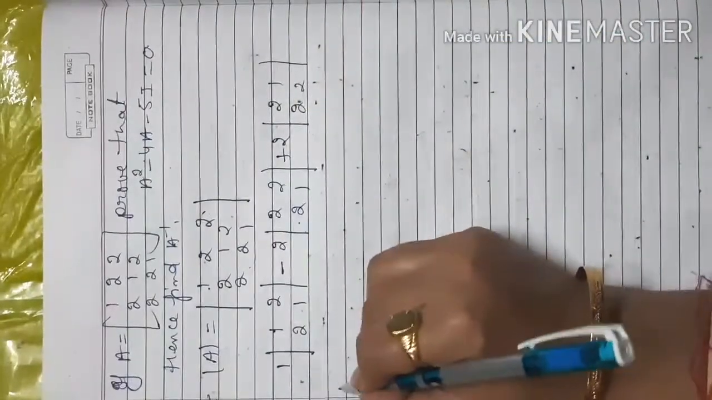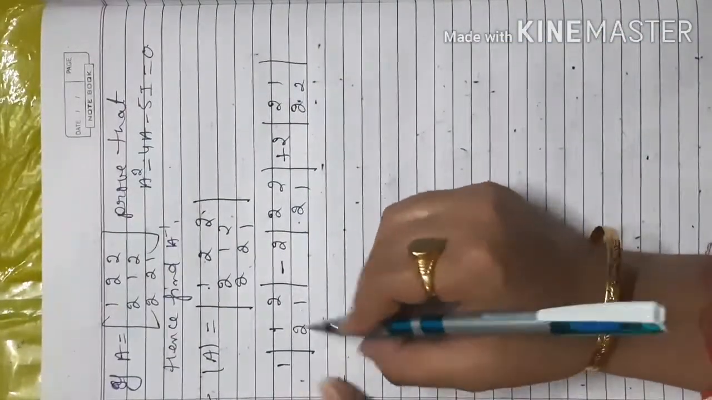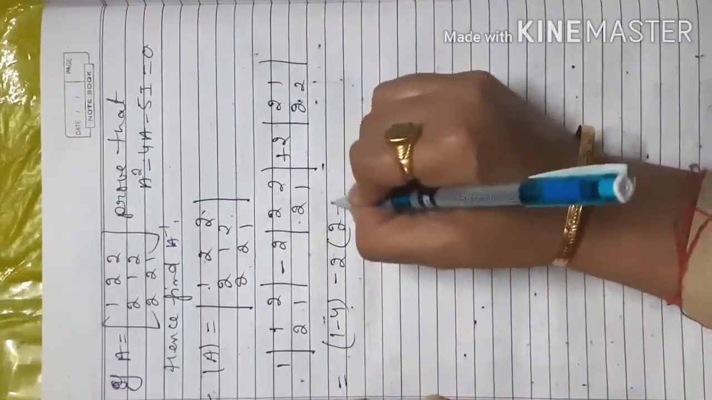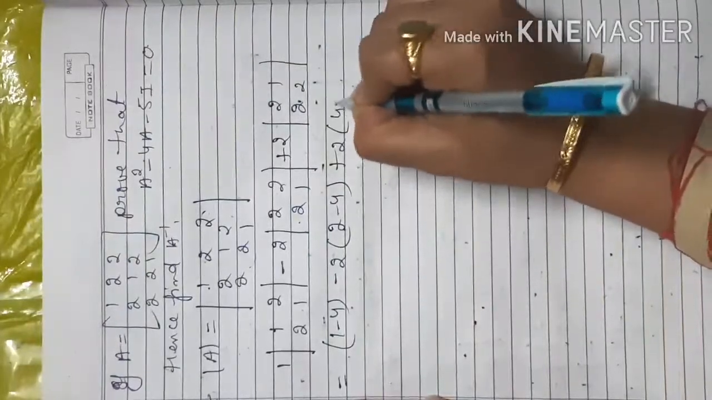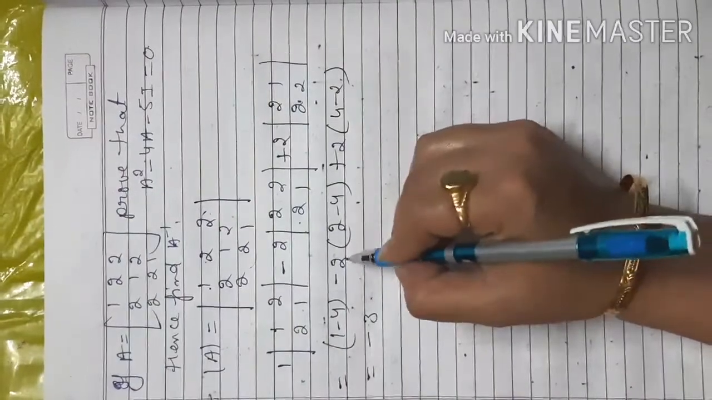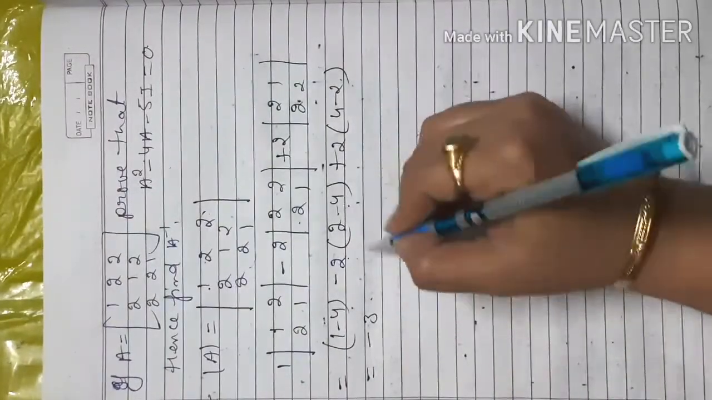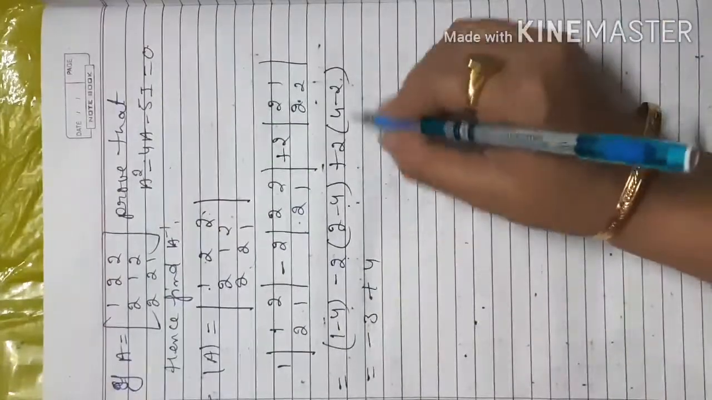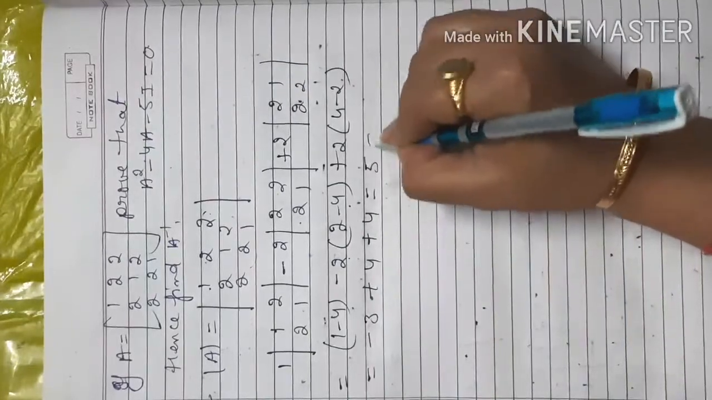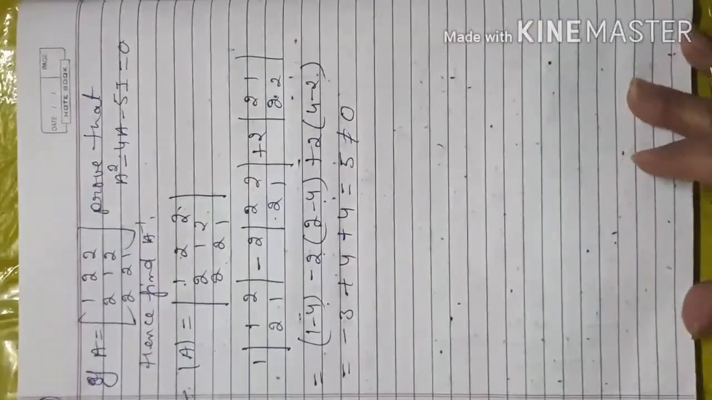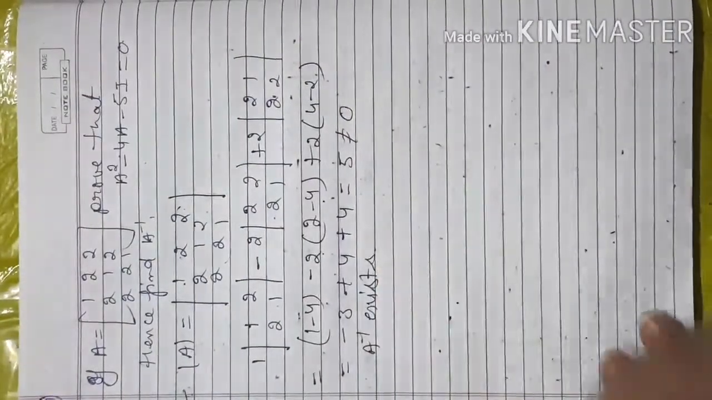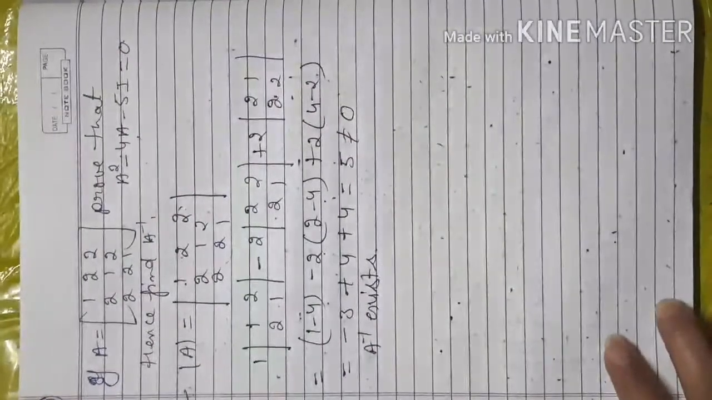Now when I solve this one, my answer will be first 1 minus 4, then minus 2, then 2 minus 4 plus 2, then 4 minus 2. So when I calculate this one, minus 3, then minus 2 into minus 2, that will be 4 plus 4, then 2 into 2 plus 4, then 8 minus 3 gives me 5. So that is not equal to 0. That means A inverse exists. Now you have to go with this equation to check whether this is satisfied or not.